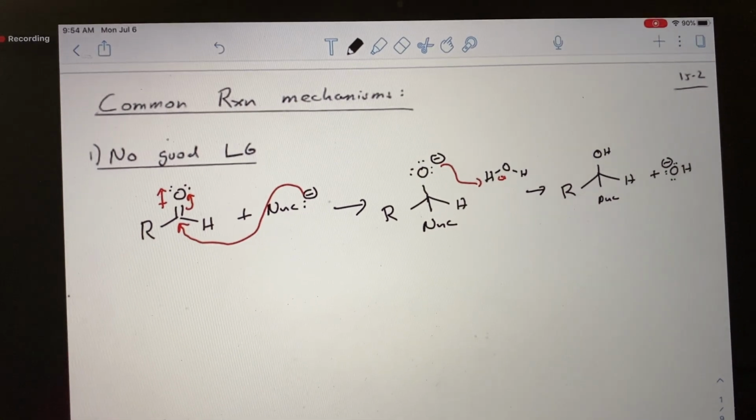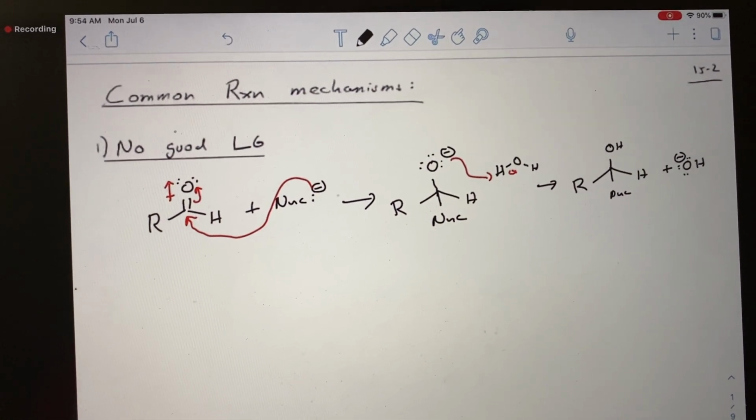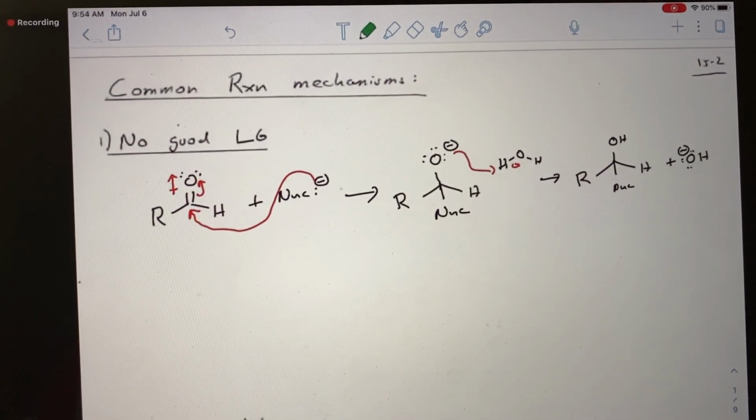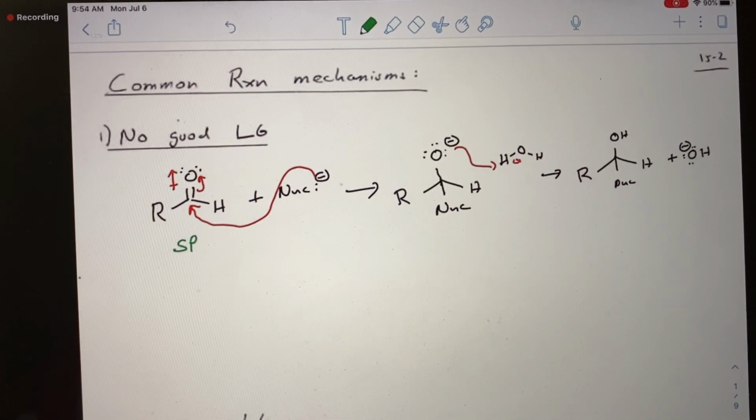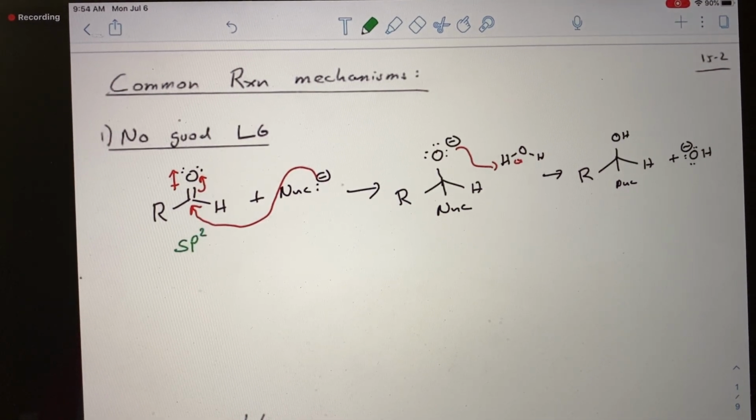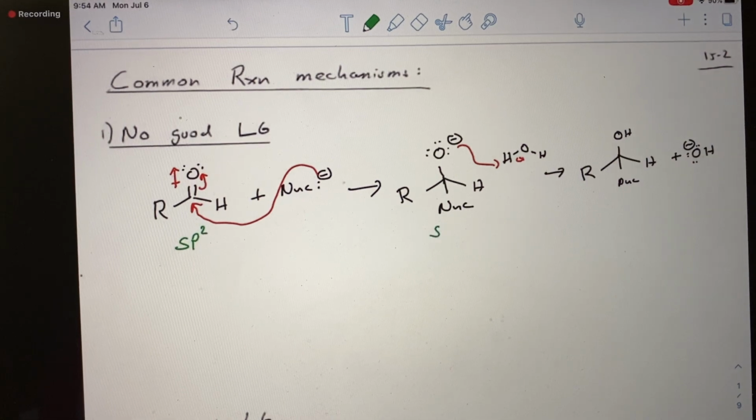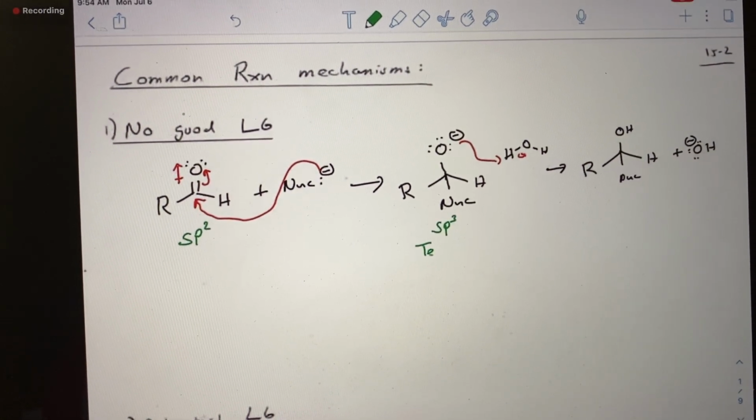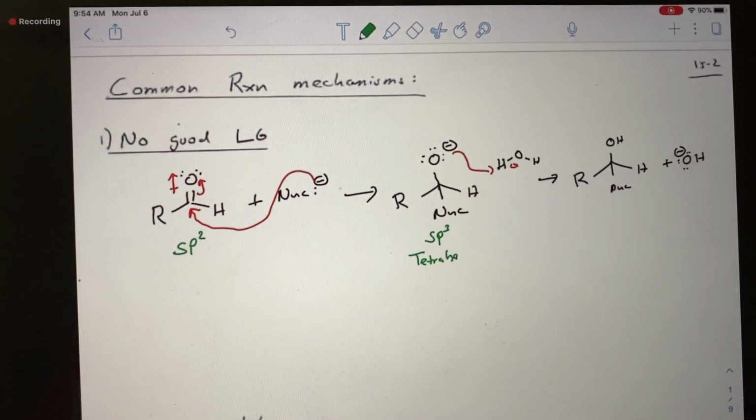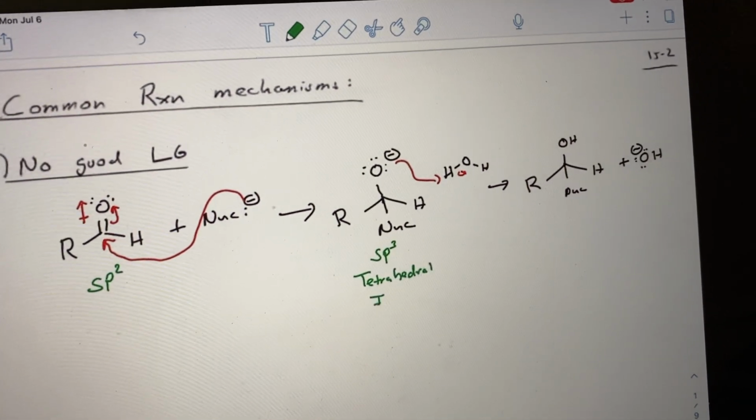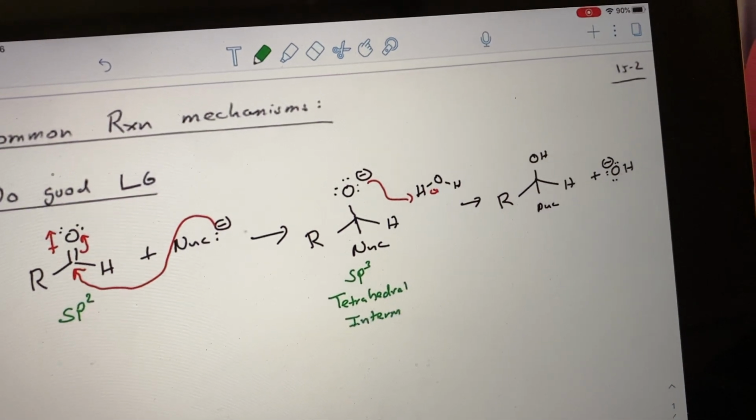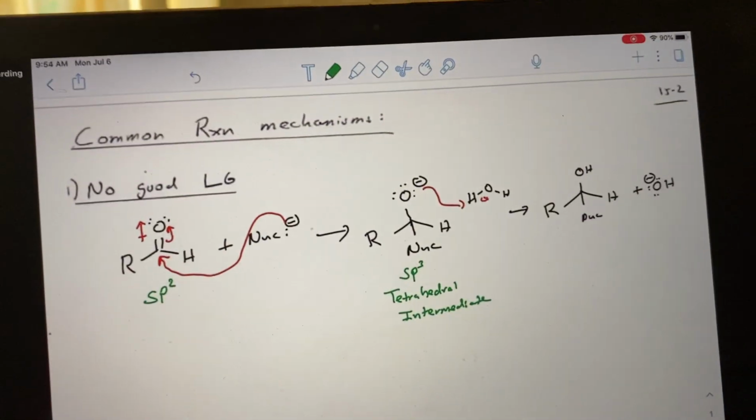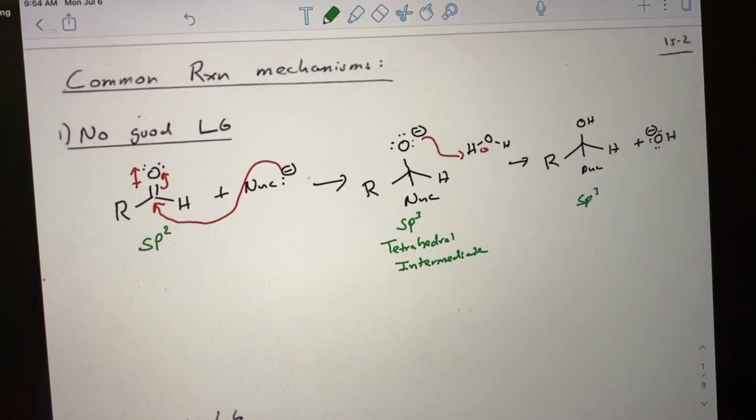All right, so now let's use this reaction to get a couple more details. We said that we started off with an sp2 hybridized carbonyl group. We're going to see here that now this middle species is sp3 hybridized. This is a tetrahedral intermediate. And then our final species here is sp3 hybridized, tetrahedral.